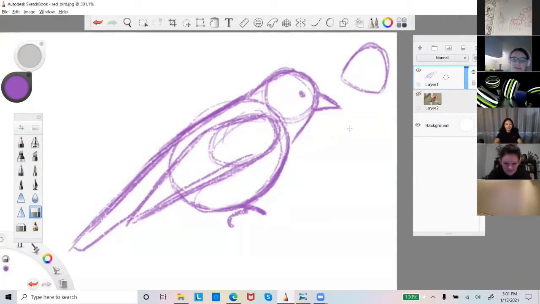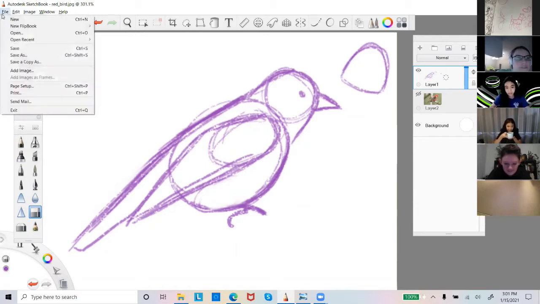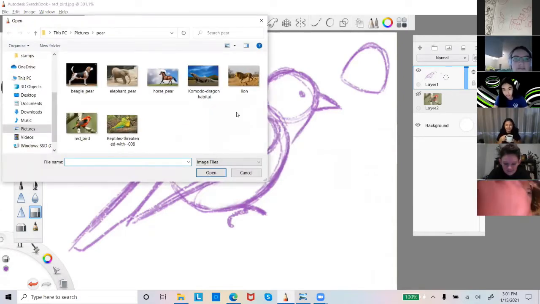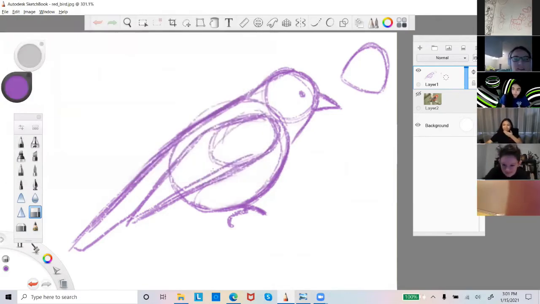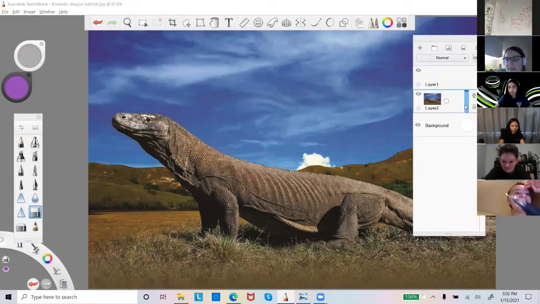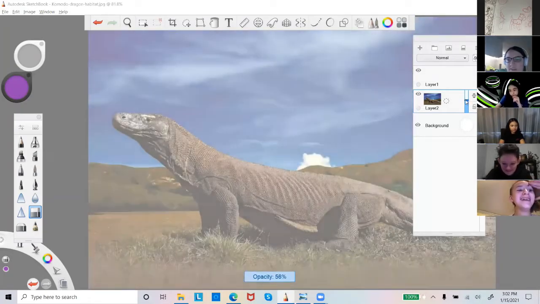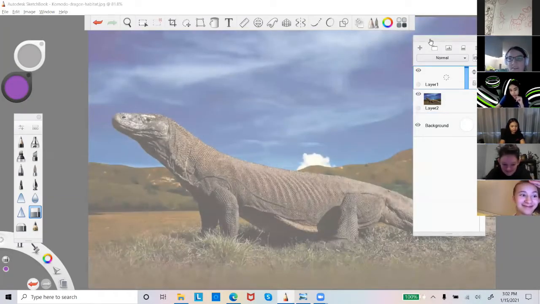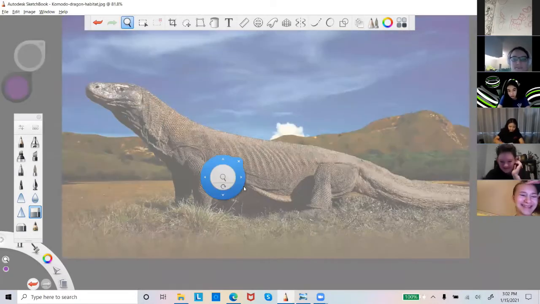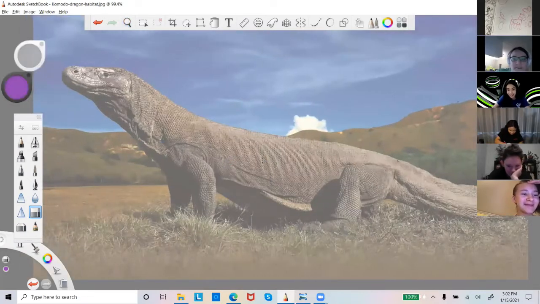I'm going to leave that up for a second and then pull up, I think we'll do one more. Let's do, because we haven't done any reptiles yet, I'm going to pull this guy up. So this is a Komodo dragon. It looks very different from the animals that we've been doing so far, but he can still be simplified very, very easily.